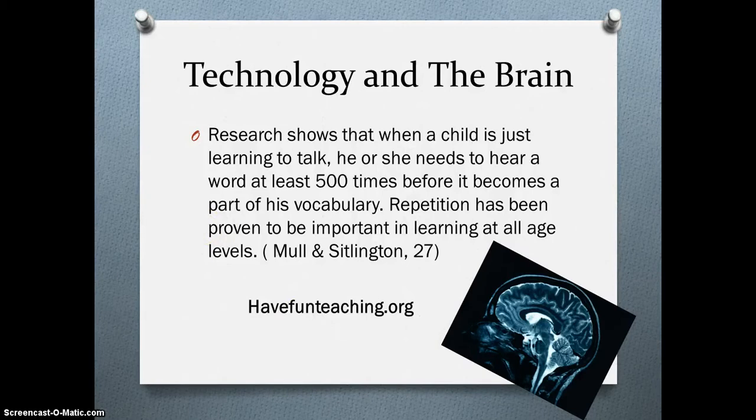especially to our kids with learning disabilities. I also wanted to talk to you about how research shows that when a child is just learning to talk, and this is any child developmentally, he or she needs to hear a word at least 500 times before it's part of their vocabulary. So repetition has been proven to be important at all ages.